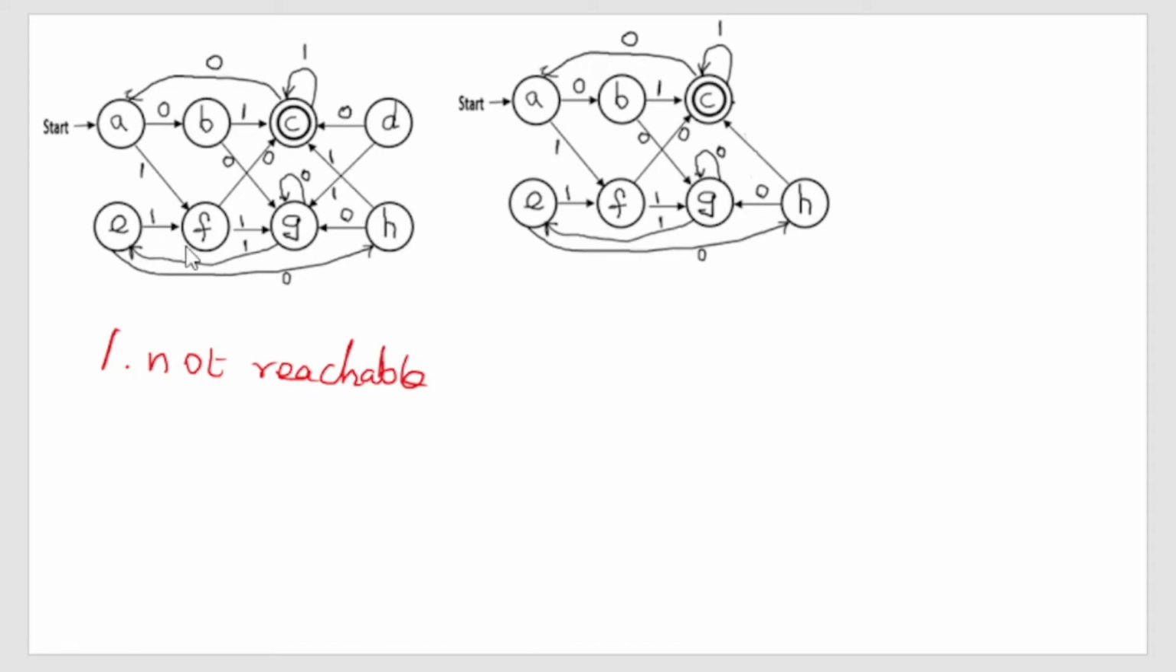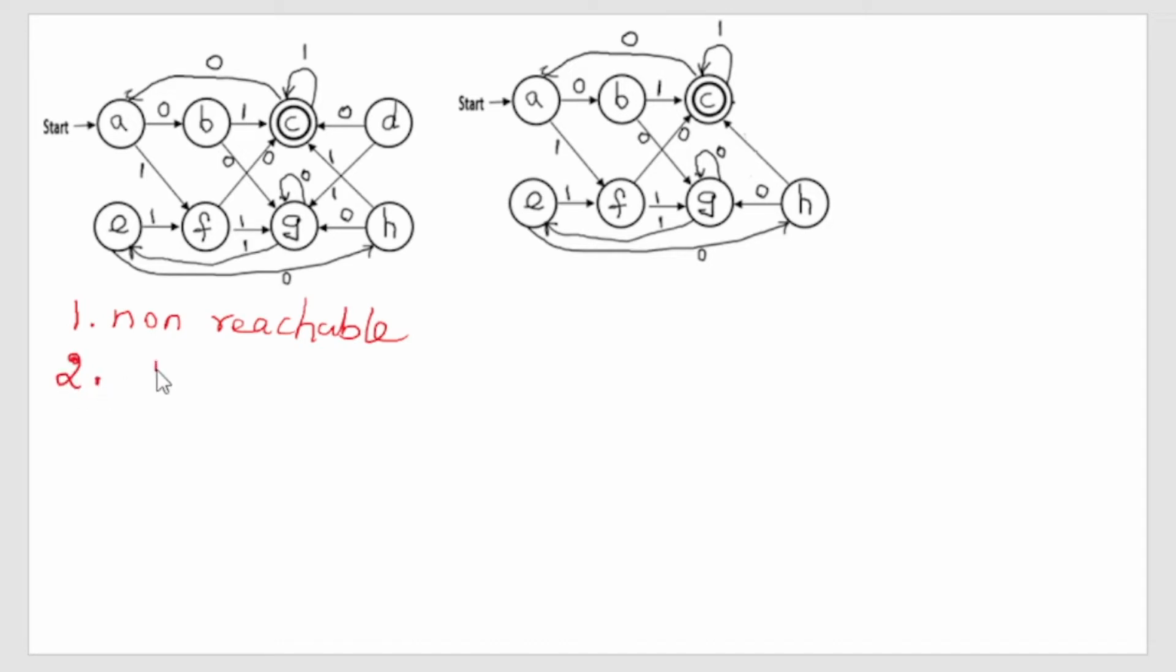And E is a state which can be reached through G, and F can also be reached, through G and H. So all the states are reachable except D. We have to omit this non-reachable state from the diagram, and now the diagram contains only these states. The second step is we have to construct the transition table.